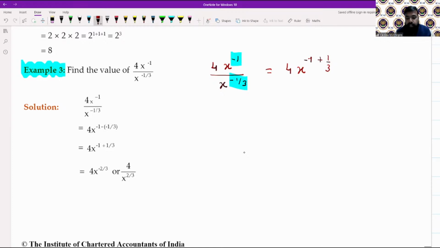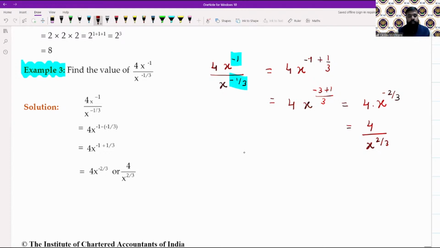Now we can take LCM. 4x. What is the LCM? 3. Now 3 into -1 is -3 plus 1. So what is the result? 4x to the power of -2 by 3. In numerator, the power is negative. But if we send it to denominator, power will become positive. So 4 upon x to the power of 2 by 3.